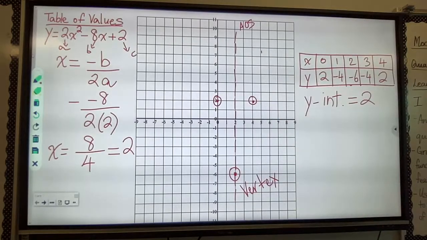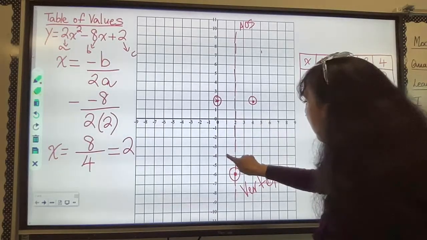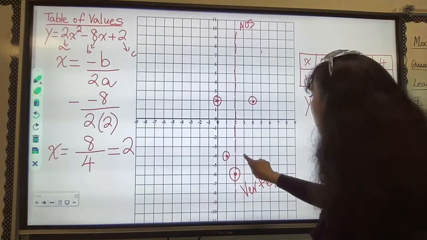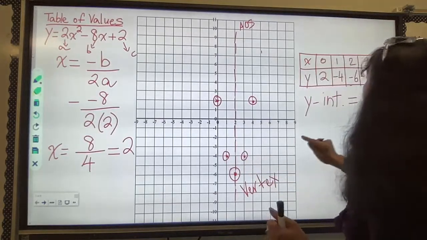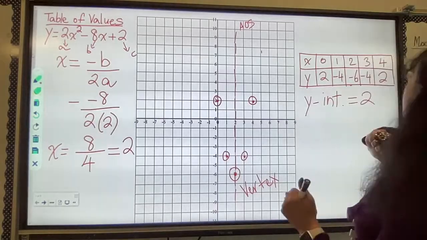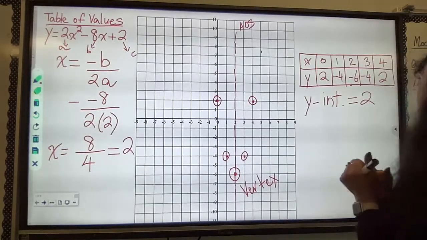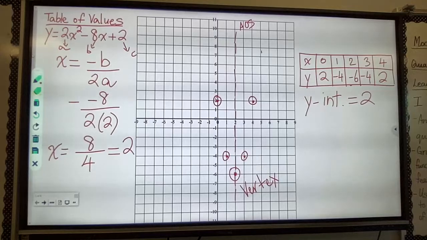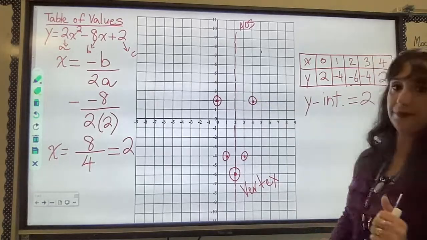And then I can see my other values. I have 1 and I have -4, so this is going to be the same distance on the other side. Okay, I have 3 and I have -4. So look, same thing. And then I have 4 and 2, which is here.